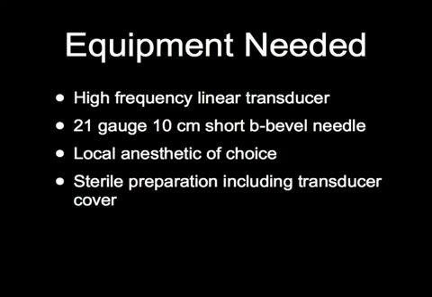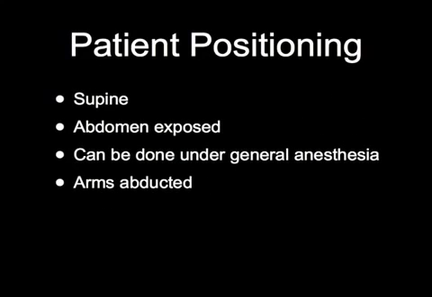Equipment needed: a high-frequency linear transducer, a 21 gauge 10 centimeter short B-bevel needle, local anesthetic of choice, and a sterile preparation including transducer cover. Patient positioning: supine with the abdomen exposed. This can be done under general anesthesia. Arms should be abducted to allow access to the abdomen.